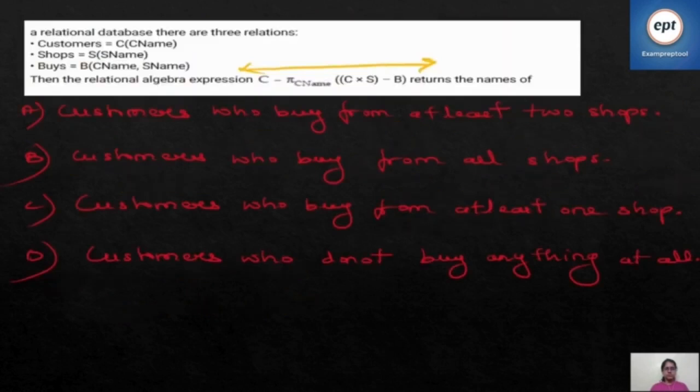Now let's verify the options. Option A is customers who buy from at least 2 shops. No, it is not correct, because what we get is who buys from all shops. So B is correct, because it says customer who buys from all the shops. C says customer who buys from at least one shop. This is false. D says customer who does not buy anything at all. So this is also not possible. So option B is correct. This relational algebra expression will be written as customers who buy from all the shops. Okay, let's move to the next question.